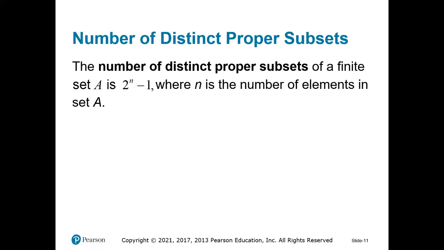Now, how many proper subsets? Well, remember, a proper subset is a subset. And since we have 2 to the power n subsets, remember, we are not allowed to use the whole set, because the whole set is a subset, but is not a proper subset. So that's why there are 2 to the power n minus 1 proper subsets.